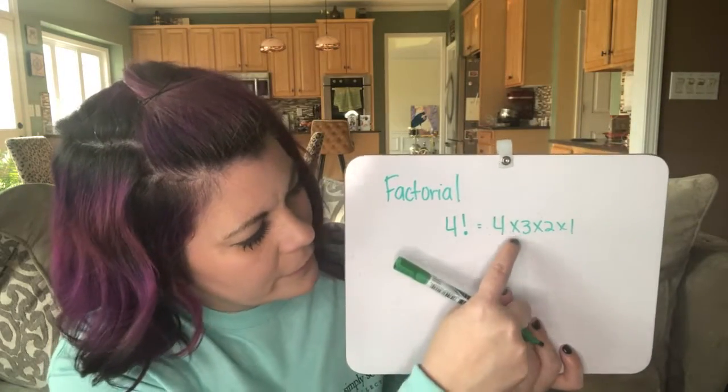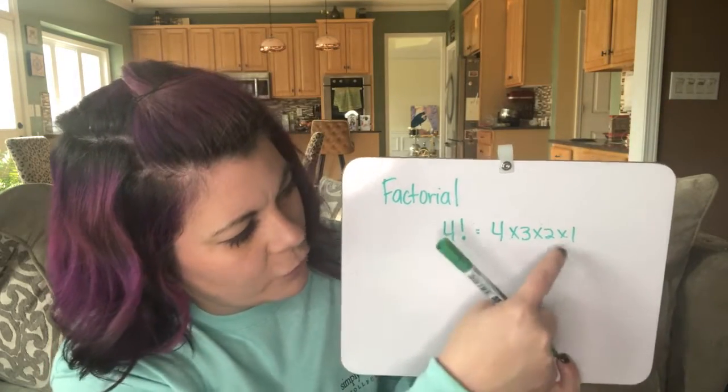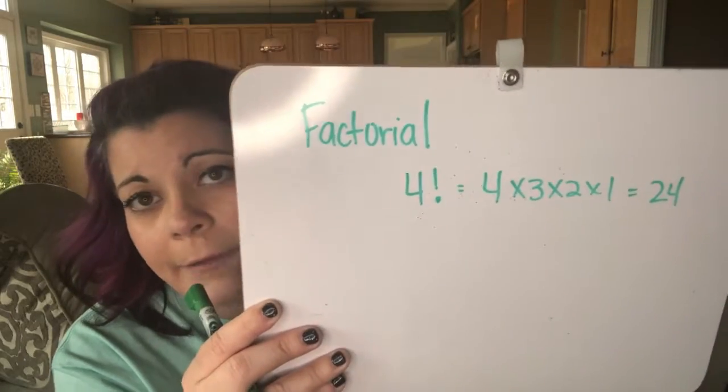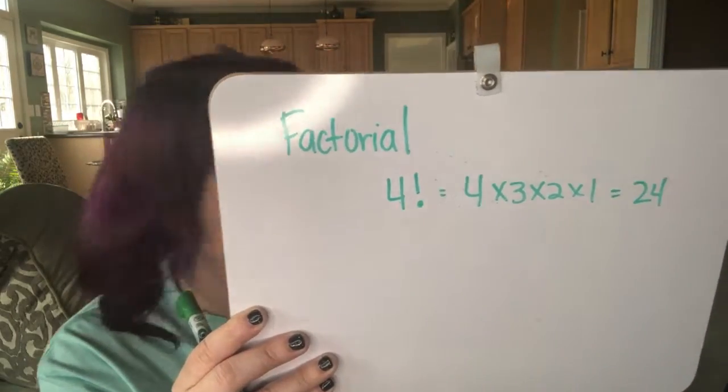But 4 factorial, 4 times 3 is 12, 12 times 2 is 24, 24 times 1 is 24. So 4 factorial is actually easy to do even in your head. So 4 factorial means 24.